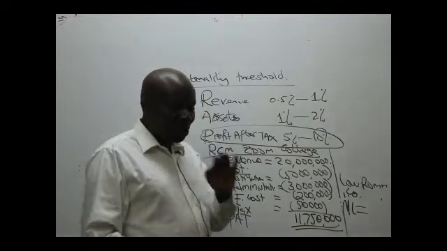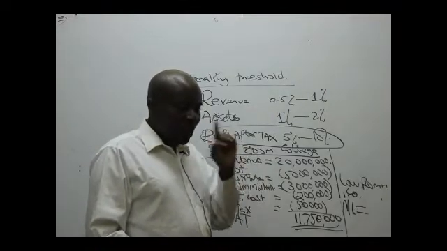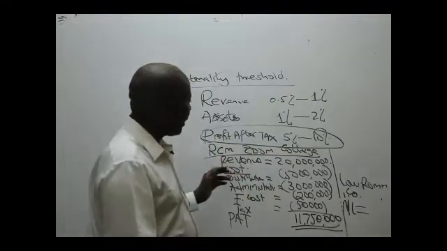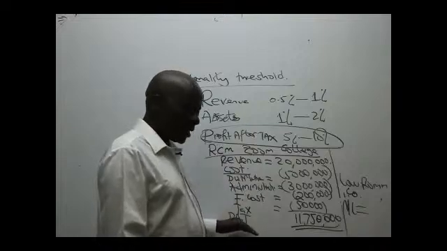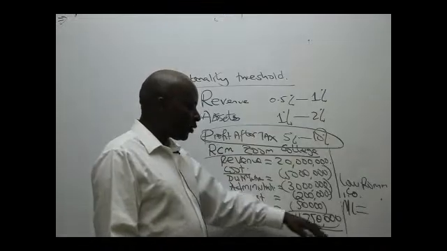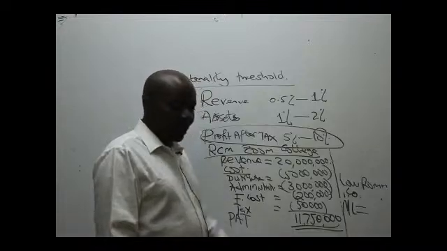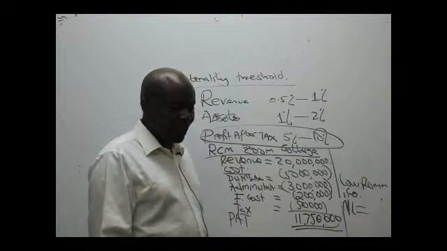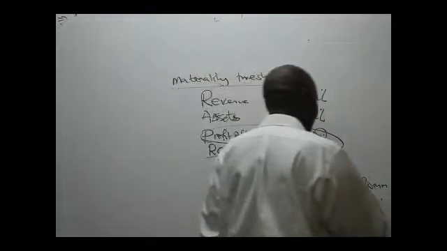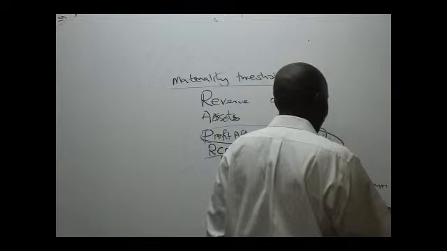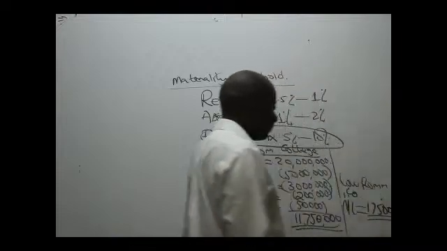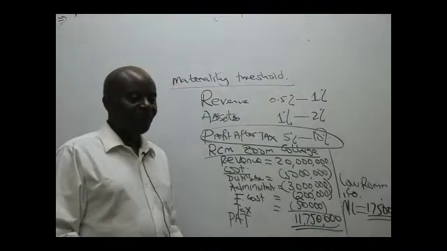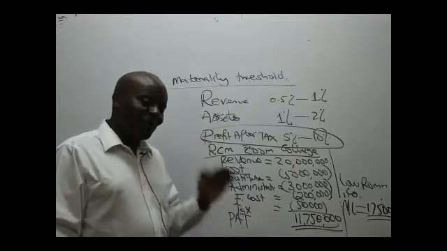will be, you can't use two benchmarks. You only use one benchmark, and we've said we shall use profit after tax. So it should be 10% of this. So what is 10% of this, somebody? 10% gives me what amount? 1,175,000. So then what does this mean to us?